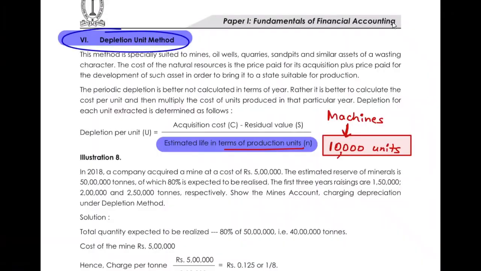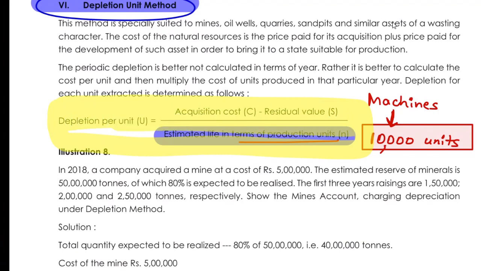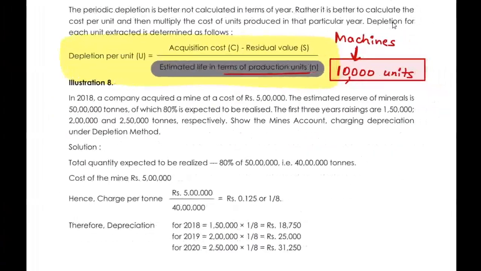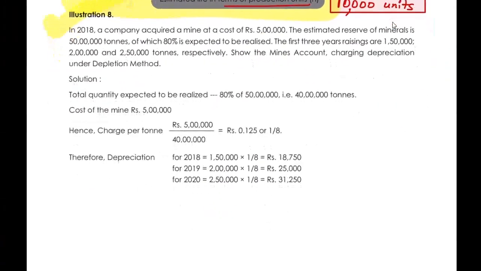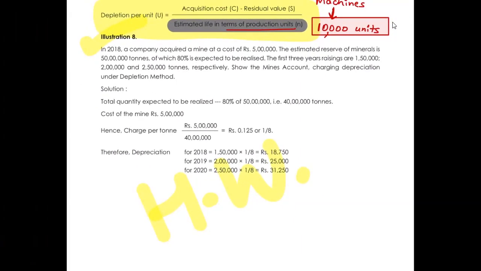So coming back to your explanation, depreciation per unit would be cost of acquisition minus the residual value divided by the estimated life in terms of production units. That is the same which we have discussed right now. Moving on, if you see illustration 9, it is the same method which is given. So try to solve it at your home. That is very, very easy. That is your homework.